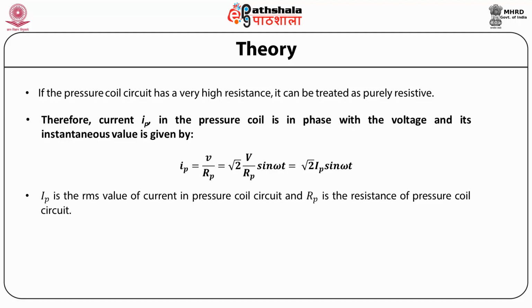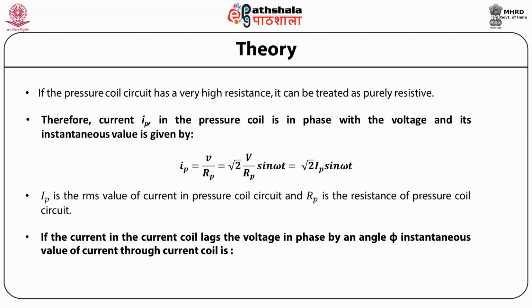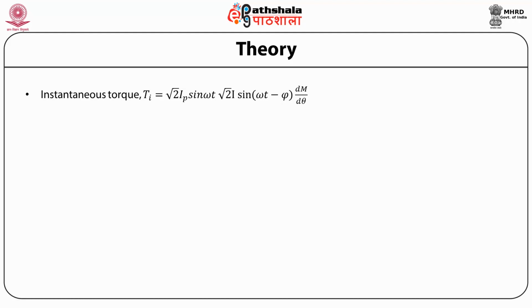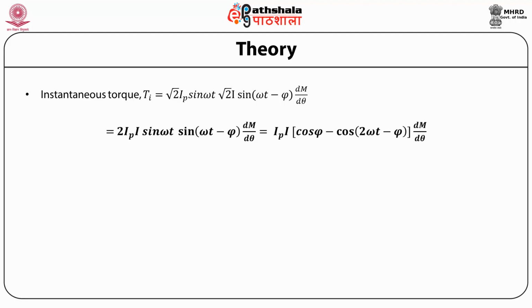If the current in the current coil lags the voltage in phase by an angle φ, the instantaneous value of current through current coil is ic = √2 I sin(ωt − φ). The instantaneous torque Ti is given as √2 Ip sin ωt multiplied by √2 I sin(ωt − φ) dM/dθ, which in turn can be written as 2 Ip I sin ωt sin(ωt − φ) dM/dθ.